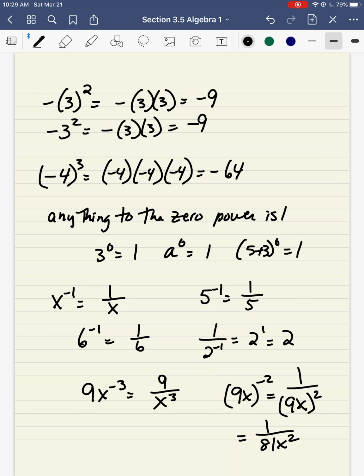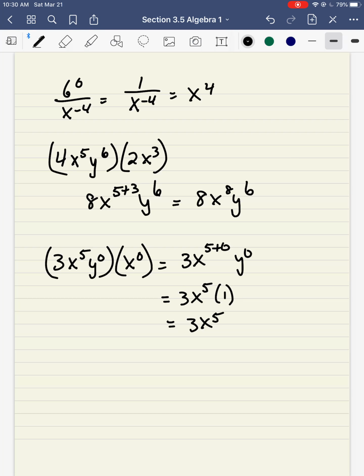9x to the minus 3, only the x has the negative 3, so the 9 would stay in the numerator and the x gets brought down to the denominator. So 9x to the minus 3 is equal to 9 divided by x to the plus 3. Here, 9x is in parentheses and the whole thing is raised to a minus 2. That means I have to make a fraction out of this. So 1 over parentheses 9x squared. The squared now belongs to the 9 and the x, so that's 1 over 81x squared.